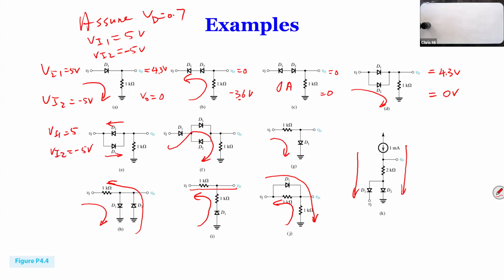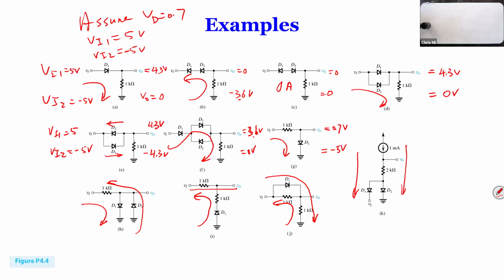So this one here, we have conducting and non-conducting. So this VO is going to be positive, it's going to be negative 3 volts, okay? And this one here, VO positive, when it's positive, it's going to be 3.6. When it's negative, there's no current, okay? And this one here, when it's positive, when it's negative, okay?